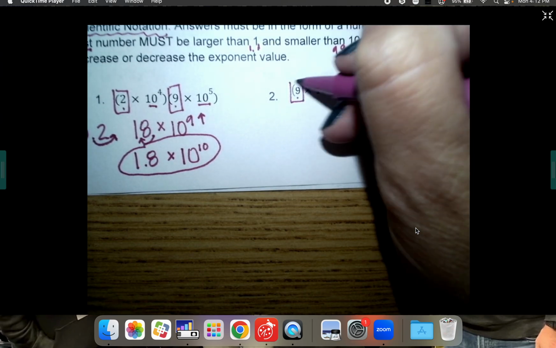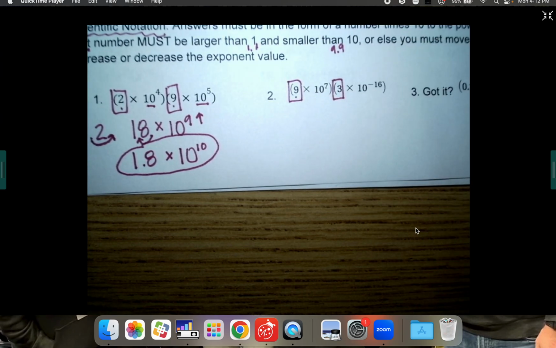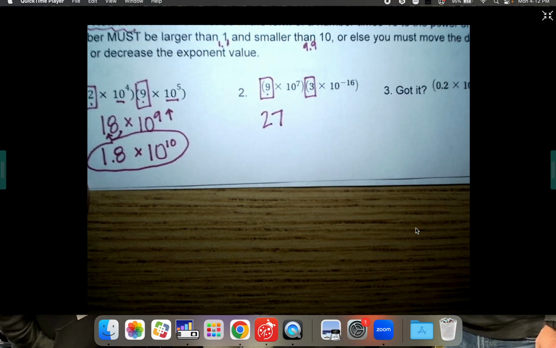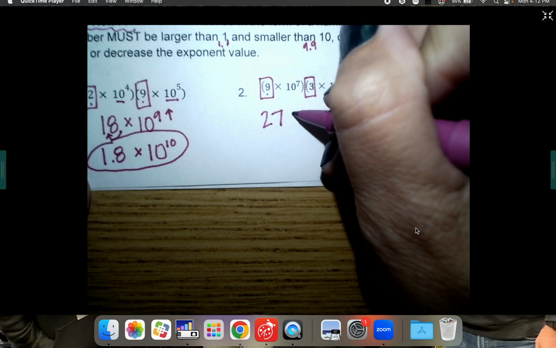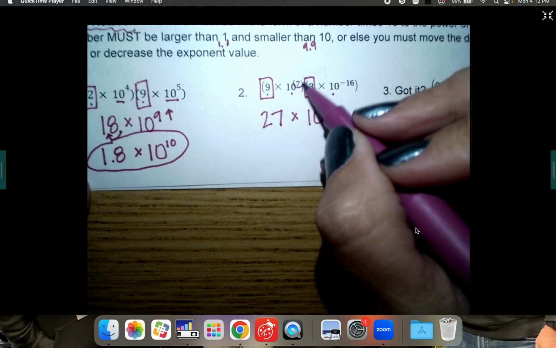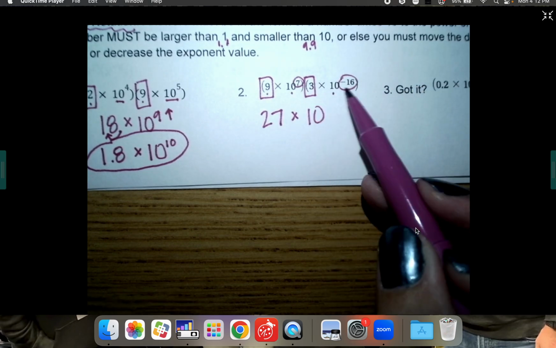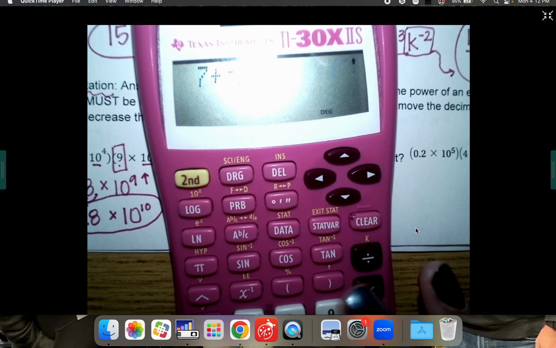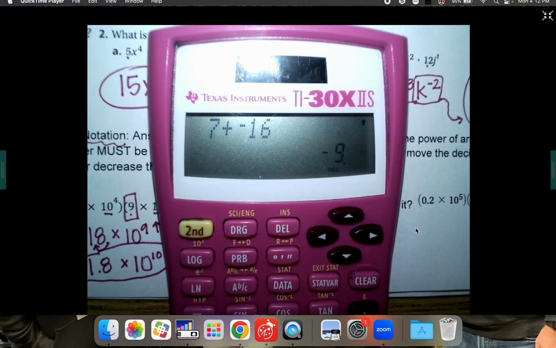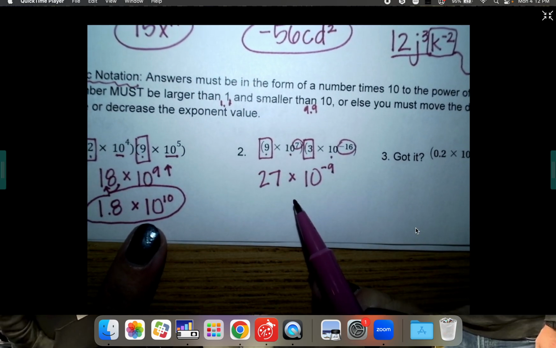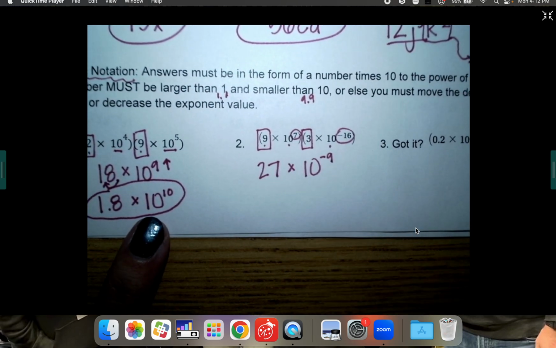So again, we start by multiplying the numbers in front, which is 9 times 3, which is 27. That's going to be a problem because it's not between 1 and 10, but let's keep going. Times 10 to the power of, if the bases are the same, you can add exponents. 7 plus negative 16 is negative 9. So negative 9. All right, remember, it's not scientific notation because 27 is way too big.